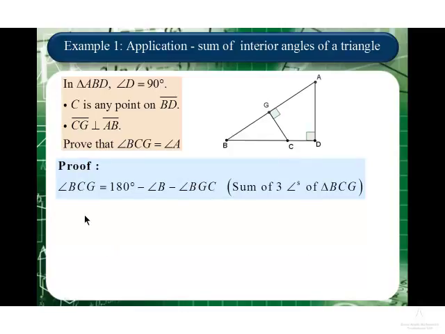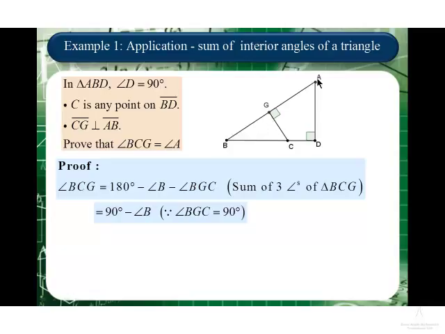Well, first of all note that the angle BCG, that's BCG, the one we're interested in, is in fact 180 degrees minus the angle B and minus the angle BGC. That is because the sum of the interior angles of the triangle CBG is 180 degrees. So next we consider the simplification of this expression, because we know that the angle BGC is also 90 degrees.